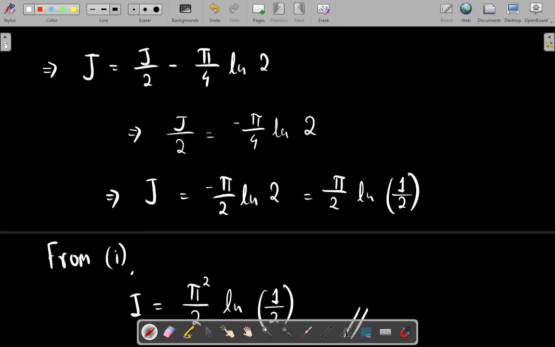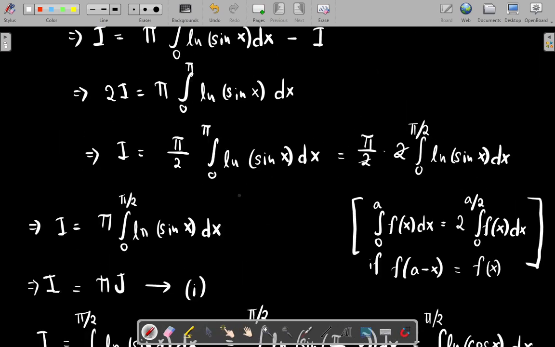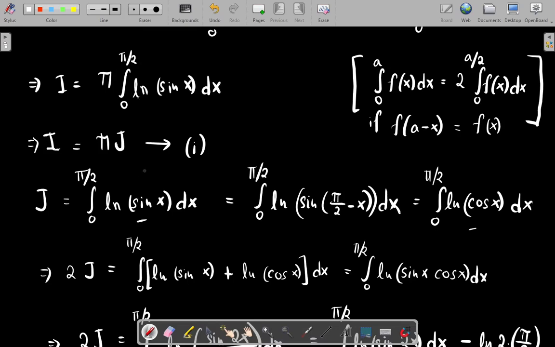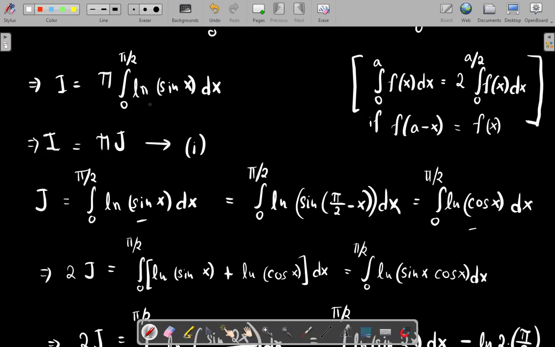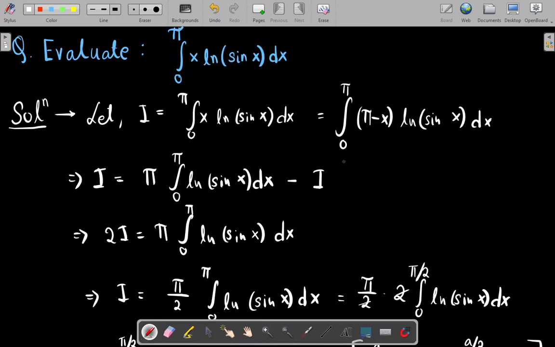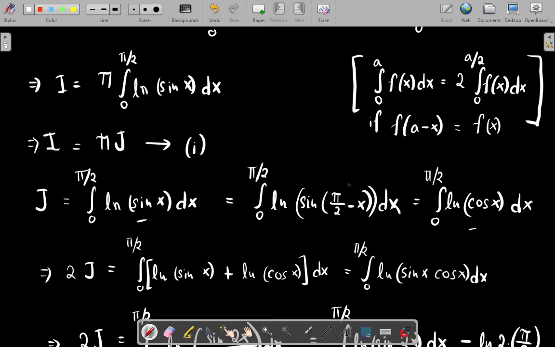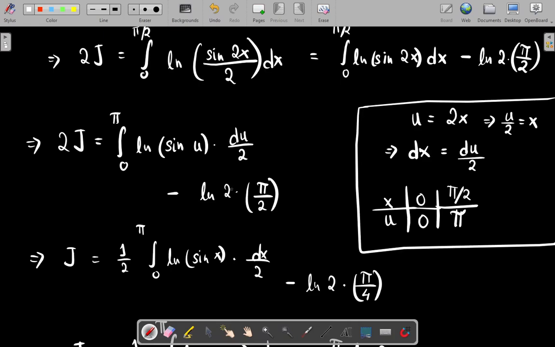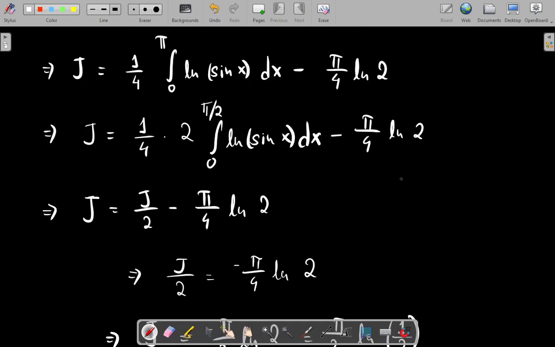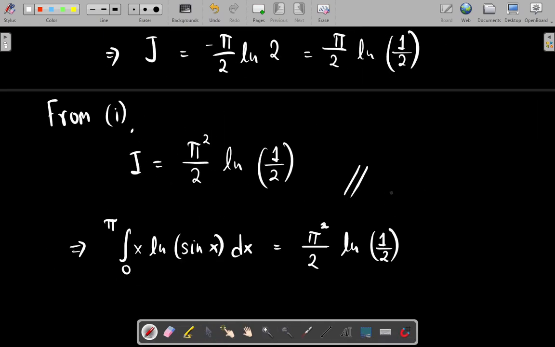Okay, so this was a bit lengthy. You need to compute these two integrals separately. Okay, in order to get this x ln sin x, you also need to find this integral ln sin x. Okay, so once you do that, the rest is a bit of computation, but the rest is not that difficult. Okay, the substitutions were not that difficult. You can easily do these substitutions. Okay, so this is the required answer. This was a bit lengthy.